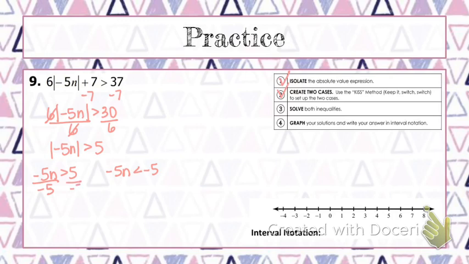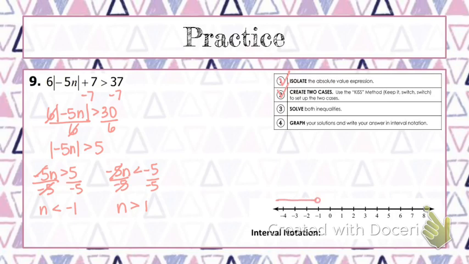We're going to divide both sides by negative 5. And remember, when you divide or multiply by a negative, you have to flip the sign. So this one turns into n is less than negative 1. Divide both sides by negative 5 again. These cancel, and we get n is greater than positive 1. We had to switch our signs on these. So n is less than negative 1.